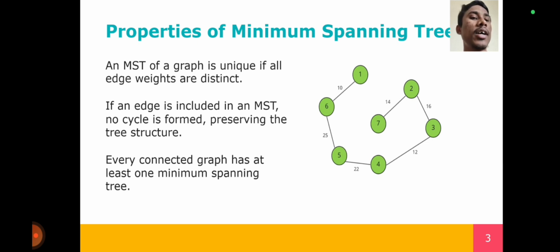Here we can see an example of a minimum spanning tree. There are 7 vertices and 6 edges. Here the edges are not connected in a circle, and these edges cannot form a closed loop. This type of tree is said to be a minimum spanning tree. Then we can find the weight of the minimum spanning tree: 10, 25, 22, 12, 16, 14. Adding them, we get the weight of this minimum spanning tree.